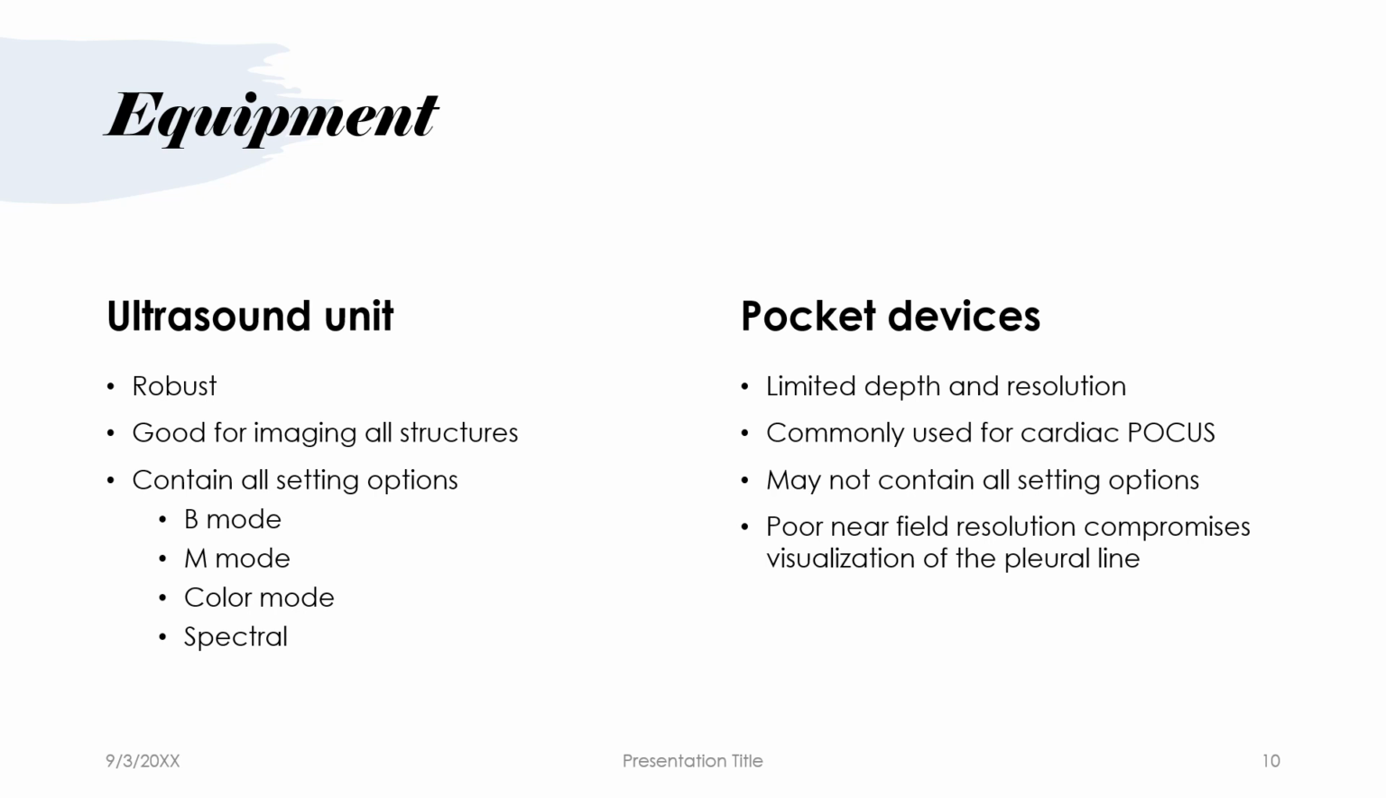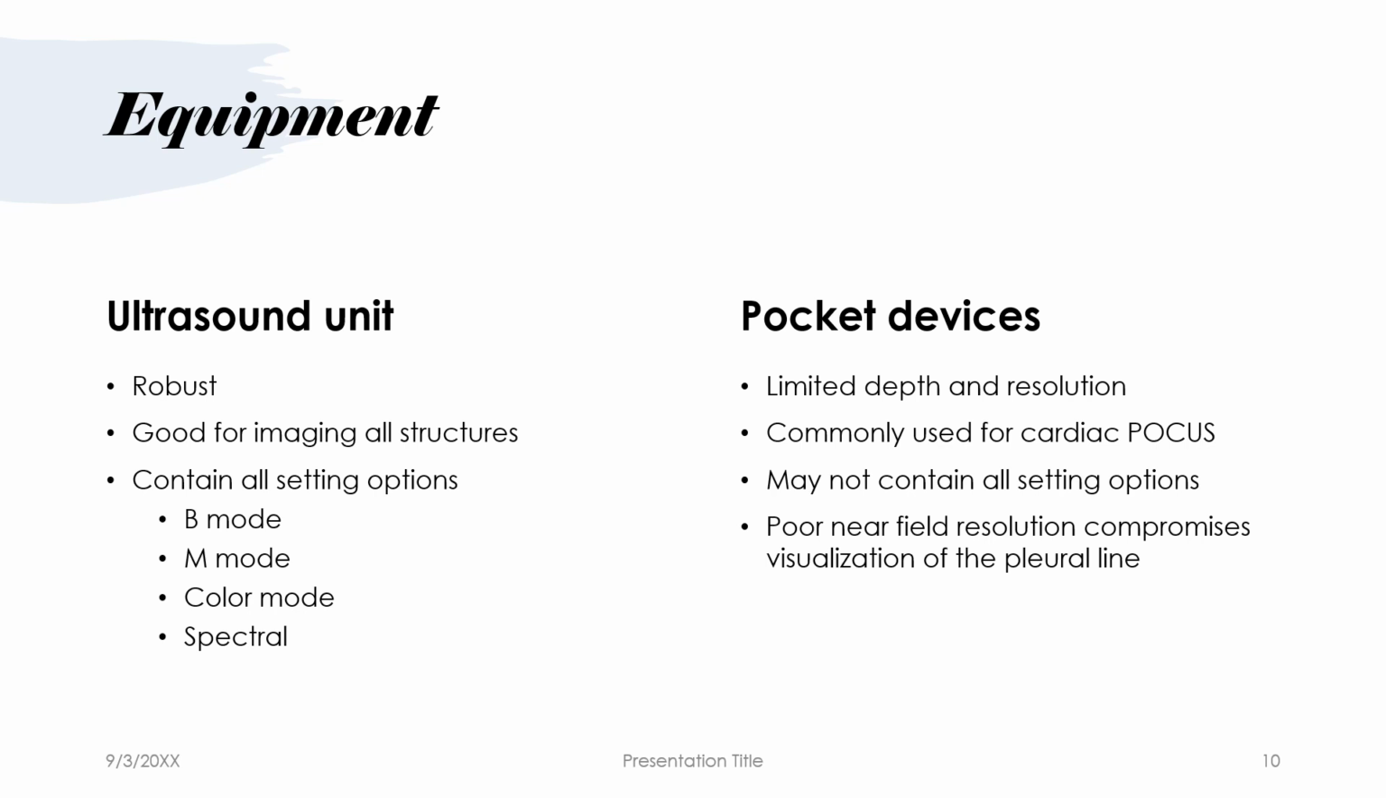So an ultrasound unit can range from a full-size unit that you're going to find in an imaging center or an imaging suite, and those might be out of price point for what you're looking for to do bedside ultrasound. So they're very robust, they're good imaging for all structures, and they contain all of the bells and whistles and settings. So you've got your B mode, your M mode, your color mode, your spectral. You're going to have all kinds of harmonics and compound imaging and a number of other things that are going to give you ability to better visualize things. A lot of those are not going to be necessary with lung ultrasound.